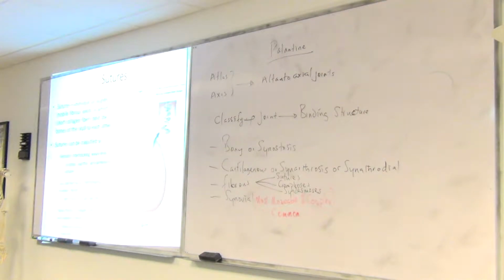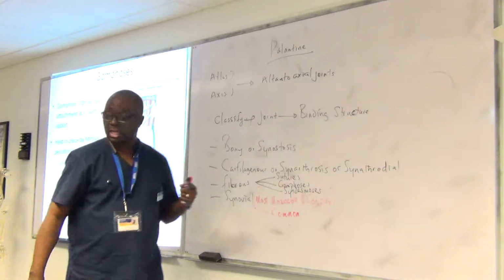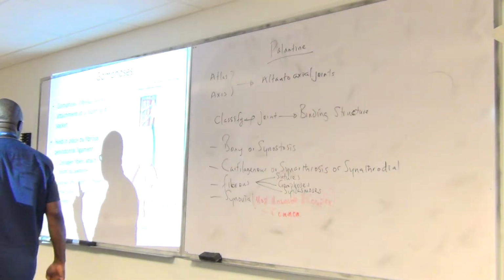The palatine process of the maxilla. Remember, the lower jaw is the mandible. The upper jaw is the maxilla. The only noticeable movable joint of the skull is what? The mandible.